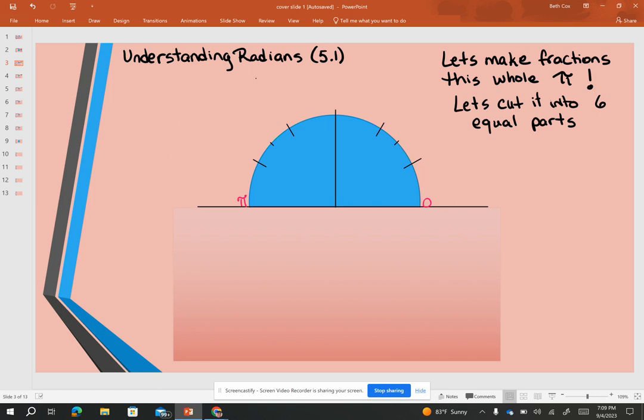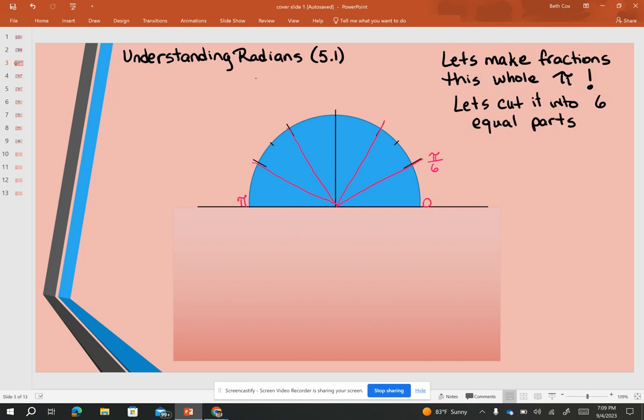Now we're going to go back to like 2nd grade, 3rd grade fractions. We're going to take this pi and we're going to cut it into 6 equal parts. And we're going to talk about the angles that are formed here. So 6 equal parts. I've already got some of these drawn. Do you see this blue semicircle has been cut into 6 equal parts? These are the fractions. So if we count them, starting from 0 and go to pi in fractions, this would be 1/6 pi.